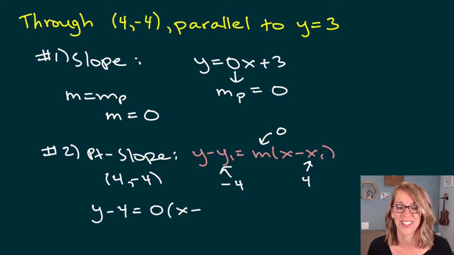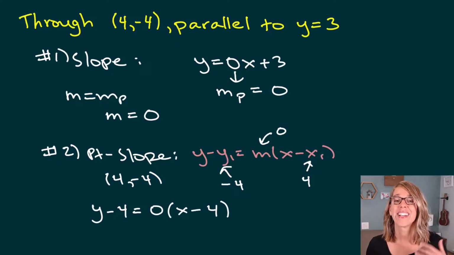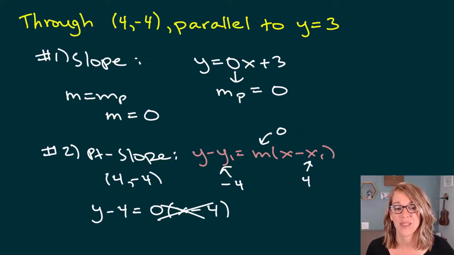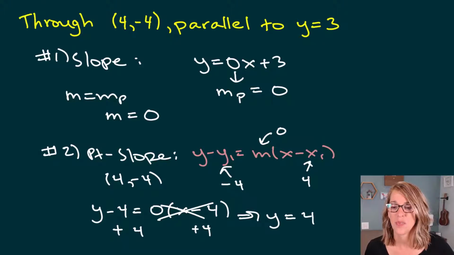Everything else on this side is just going to go away, because it's all 0, right? So this goes away, 0 times everybody. I get y minus 4 equals 0. Let's add a 4 to both sides, and we end up with our parallel lines equation, which is y equals 4.